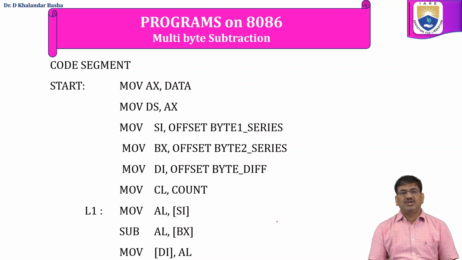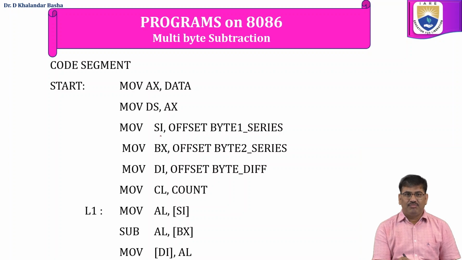As immediate data is not allowed to load into the segment registers, we go for loading the immediate data into the AX register, and from the AX register to the data segment register. Then we will fetch the address of byte 1 of the series into SI by using the instruction MOV SI, offset of byte 1 series.